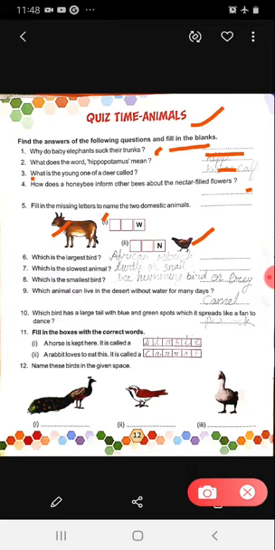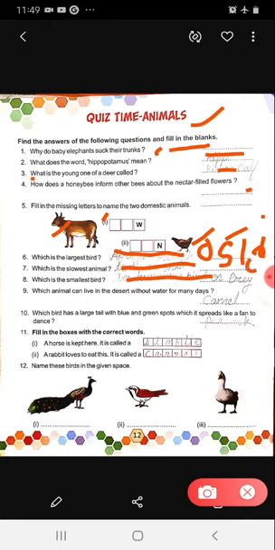Now the next. Which is the largest bird? The largest bird is ostrich, O-S-T-R-I-C-H. Ostrich.